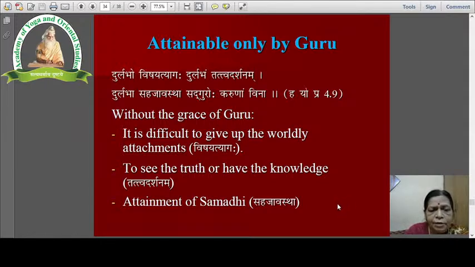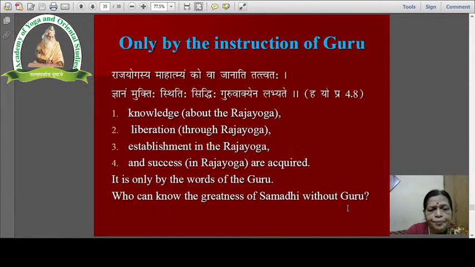Durlabho vishaya tyāgaḥ, durlabhaṃ tattva darśanam, durlabhā sahajāvasthā sadgurōḥ karuṇāṃ vinā. It is impossible to attain Samadhi without the grace of the Guru. Without the grace of the Guru, it is difficult to give up worldly attachments, vishaya tyāga. It is difficult to see the truth or have the knowledge, tattva darśanam, and it is difficult to attain Samadhi, sahajāvasthā. So only by the grace of the Guru can Samadhi be attained.